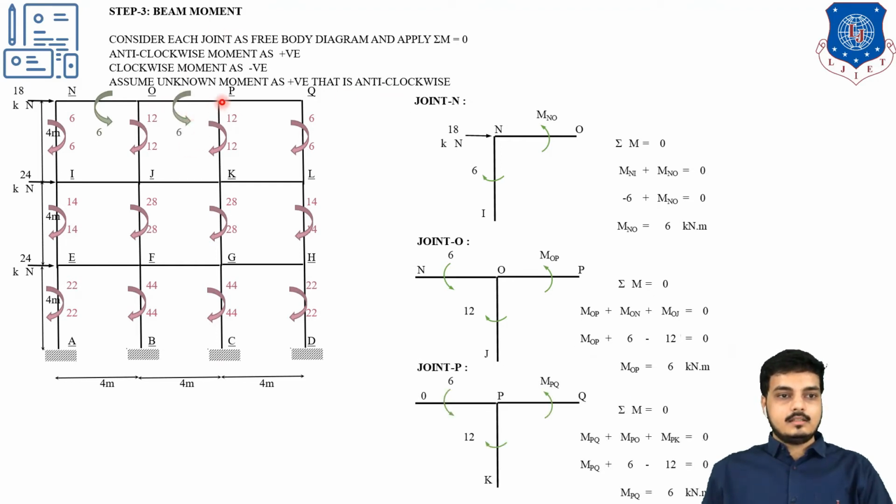Now the next step is this. We'll use this junction point, P point. So these are my two beams. This moment we have recently found out, and this which we found out earlier, and MPQ will be found out. So MPQ plus MPO plus MPK equals to 0. So MPQ will come out to be 6 kN into meter.